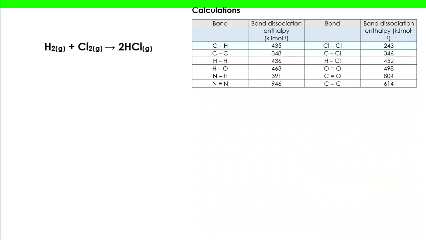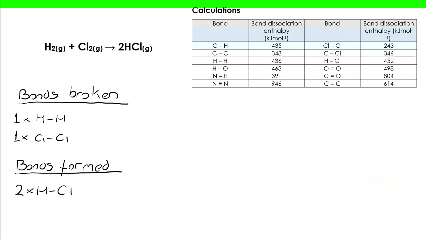So let's try this one. And this is a relatively straightforward one. We are breaking one HH and one ClCl, and we're forming 2 HCl bonds. So now let's put the figures in. The HH is 436, that's positive. The Cl is 243, that's also positive, because bond breaking is always positive. But for the HCl, it's 2 times negative 452, because the magnitude is the same, but the sign has changed because we're making the bond.